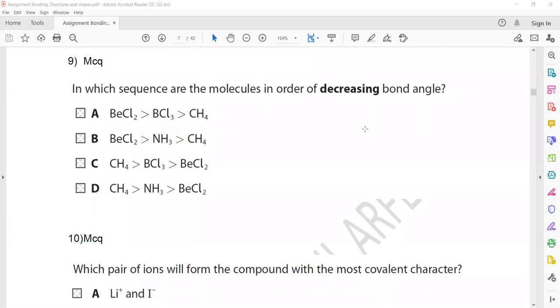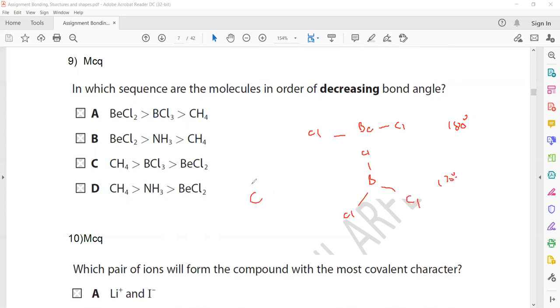In which sequence are the molecules in order of decreasing bond angle? When we write BeCl2, it will be a linear structure. When it is a linear structure, the bond angle is 180. About BCl3, boron trichloride, this will be 120.